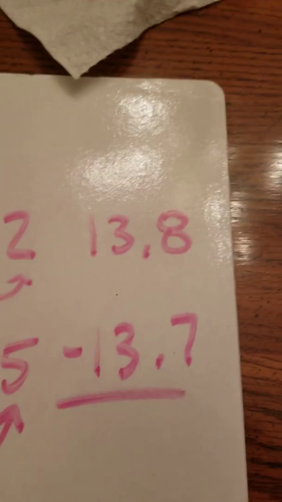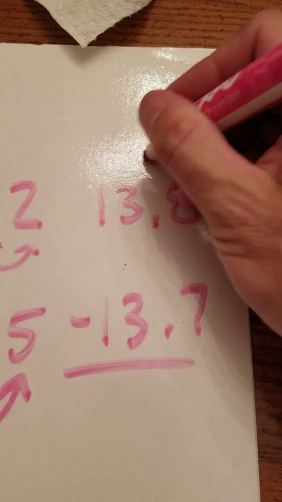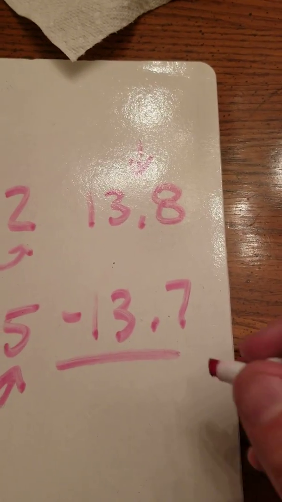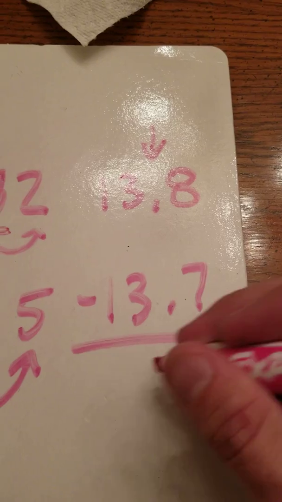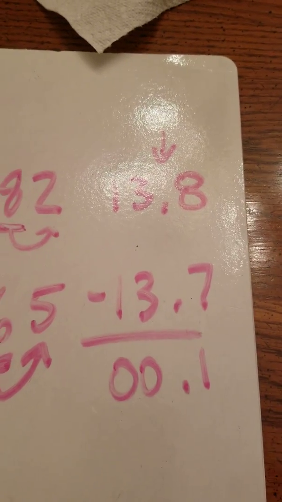To find the difference, we subtract. Make sure your decimals are lined up. And then we get 0.1 seconds.